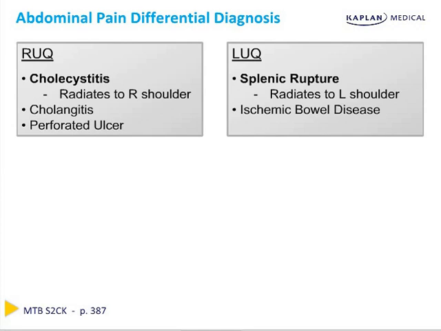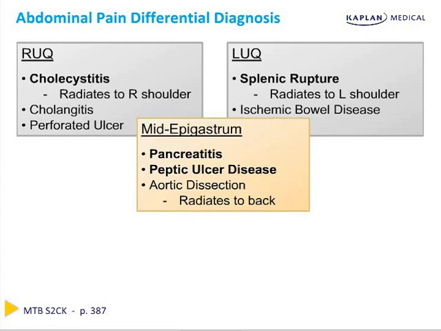The left upper quadrant houses the spleen, and splenic rupture after trauma is the classic cause of left upper quadrant pain, especially if the patient has a positive Kehr's sign, which is referred pain to the left shoulder, also due to diaphragm involvement. However, ischemic bowel disease, which we will discuss shortly, can also induce left upper quadrant pain. If the patient describes a mid-epigastric or centrally located abdominal pain, which radiates to the back, pancreatitis should be at the top of your differential.